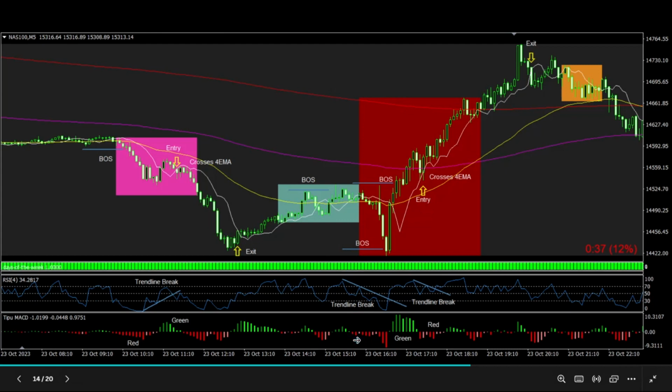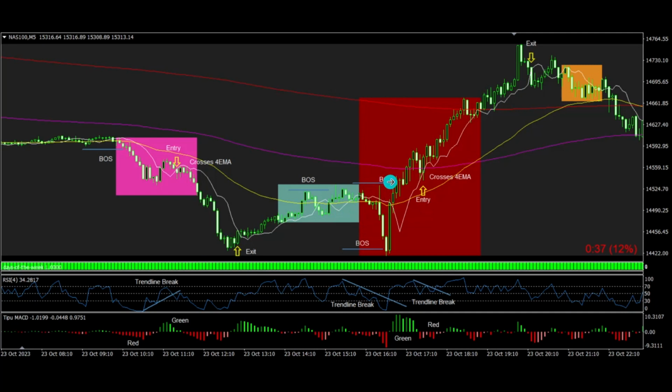However, price goes back up and does a break of structure here. So technically, we could place a trade on one of these candles, but it doesn't fit our criteria. Price has not closed above the 4 EMA after it went red. It did here, but there was no break of structure yet.